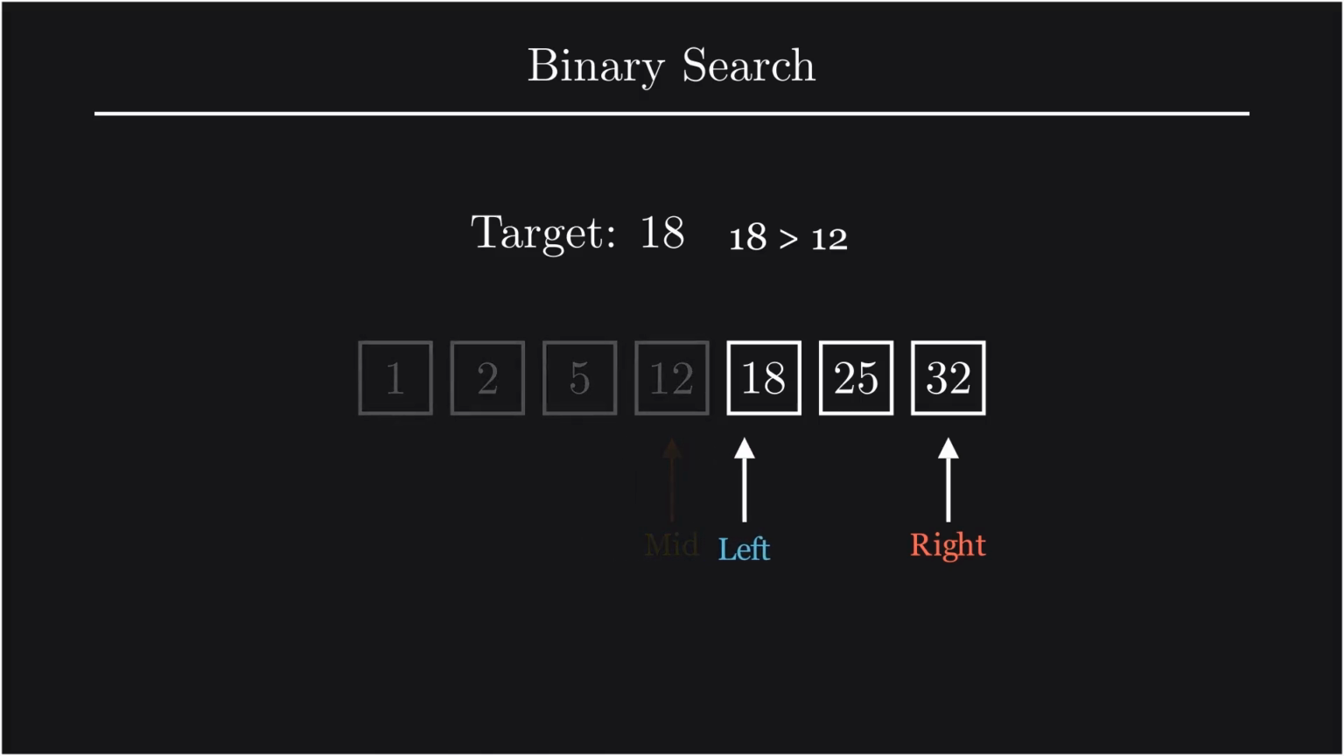If it is less than the target element, we ignore the left half and update the left pointer to mid plus 1. If the mid element is greater than the target, we ignore the right half and update the right pointer to mid minus 1. If the target is equal to mid, we stop searching because we have found our target.